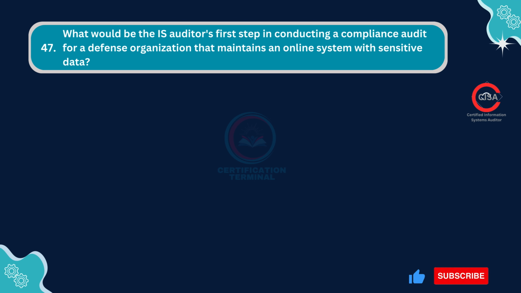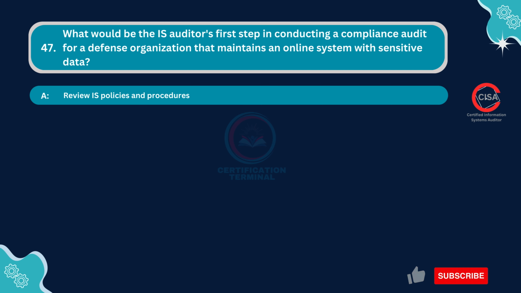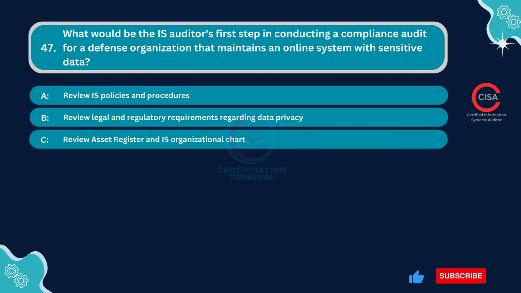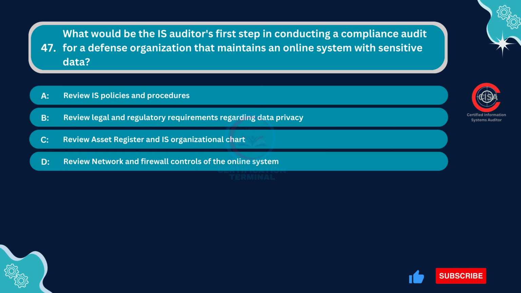Question number 47. What would be the IS auditor's first step in conducting a compliance audit for a defense organization that maintains an online system with sensitive data? Option A, review IS policies and procedures. Option B, review legal and regulatory requirements regarding data privacy. Option C, review asset register and IS organizational chart. Option D, review network and firewall controls of the online system.